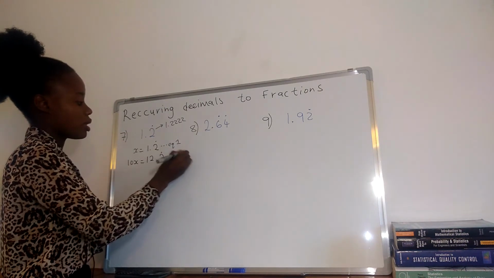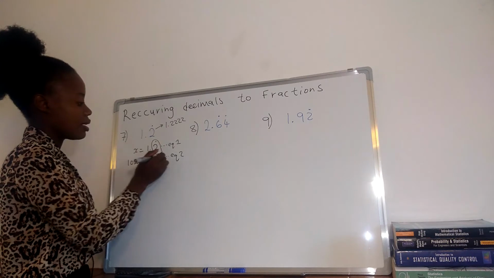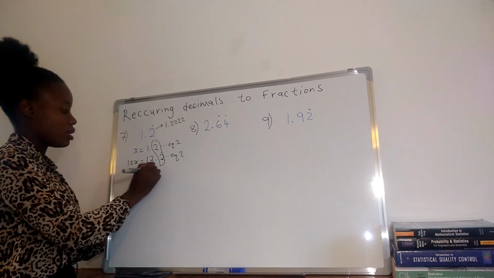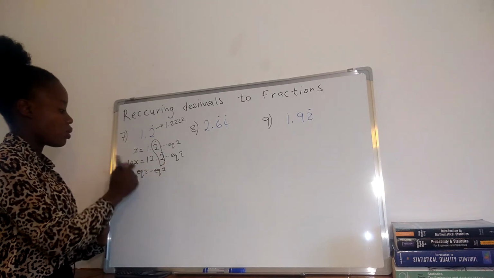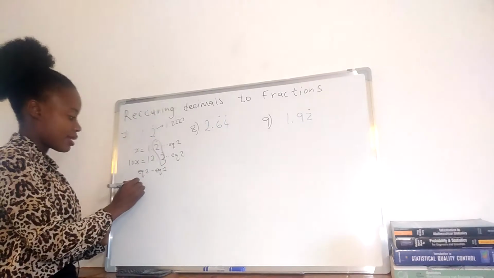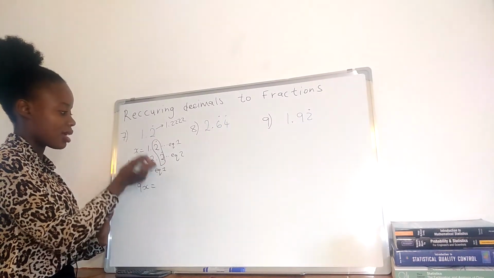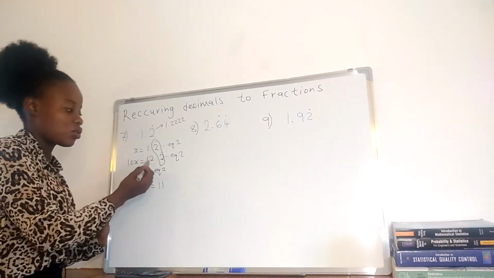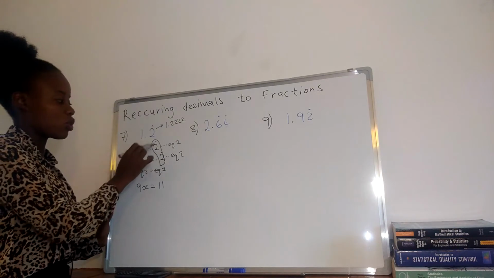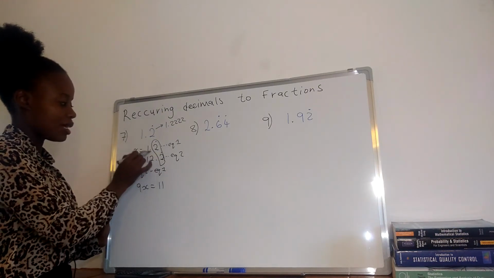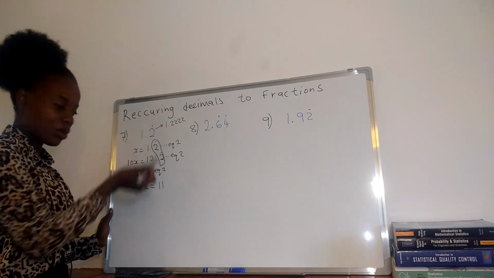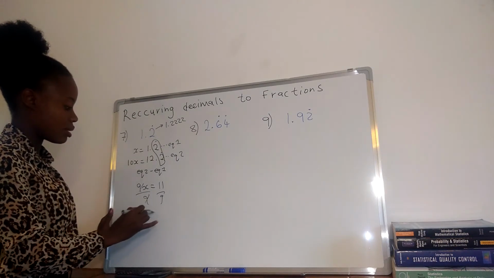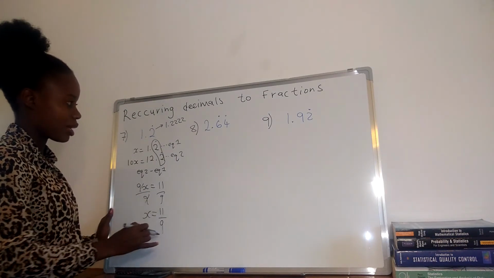Okay, you can see that this side after the decimal are the same. After that we subtract. We're going to have 10x minus x is 9x, and then on this side 12.2 recurring minus 1.2 recurring. These ones after the decimal they cancel each other. We're left with 12 minus 1, which is 11. You divide by 9 both sides, then your x is equals to 11 over 9.